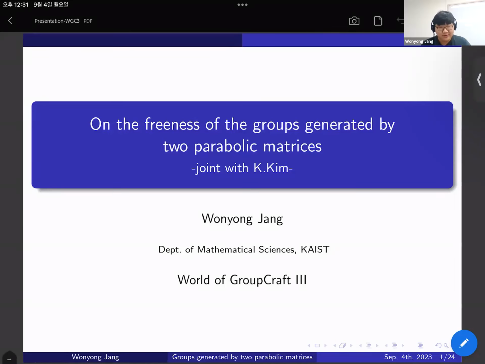Thank you for introducing me and giving me a chance to talk at this nice conference. In this talk, I will discuss the freeness problem for groups generated by two non-commuting parabolic matrices. This is joint work with KyeongRo Kim at Seoul National University.